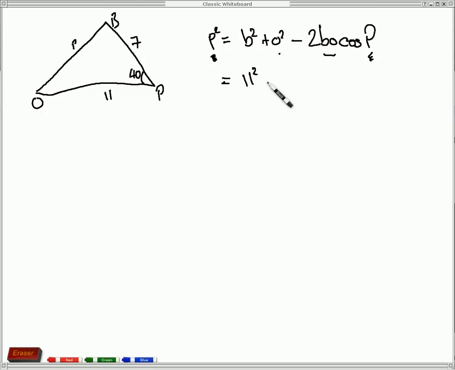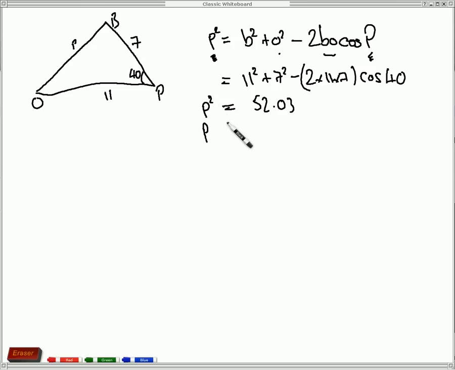So B is 11, so that's 11 squared. O is 7 squared minus 2 times 11 times 7 cosine 40. Then I put all that in the calculator. I get p squared equals 52.03. Take the square root of both sides. P is about 7.2. So now I know that this side here is 7.2.